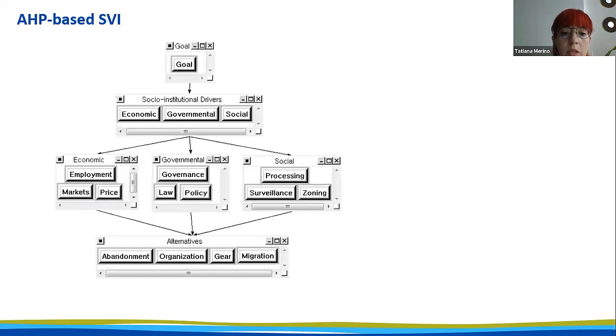As we can see here, we developed a hierarchical structure from literature and field work. In the second and third level, we can see our criteria. They are the social institutional drivers. We chose three clusters: economic, governmental, and social drivers, and we subdivided them into three sub-criteria. And the fourth level is our alternatives: abandonment of the fishing activity, change in social organization, change in the fishing gears, and migration of the coastal zone.